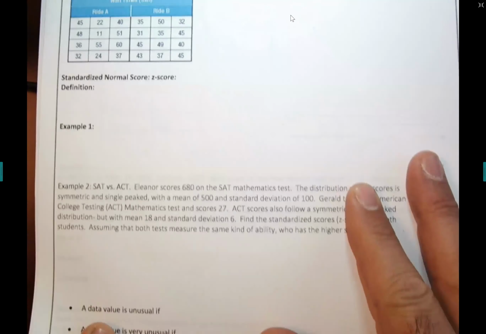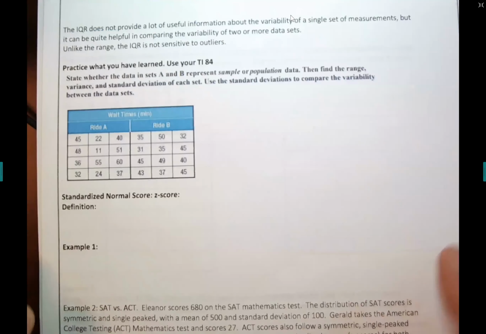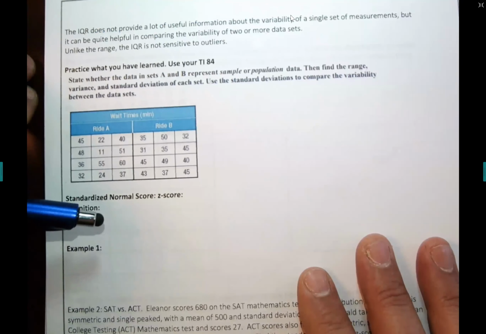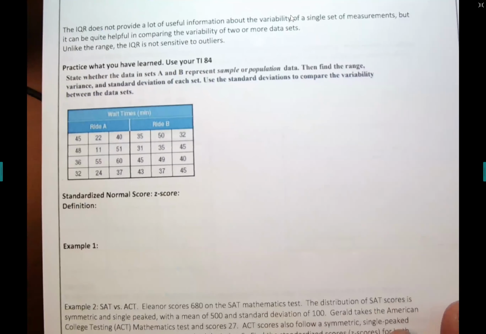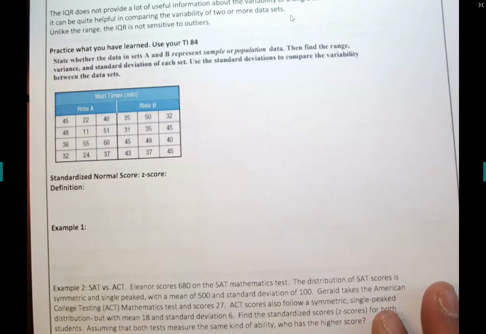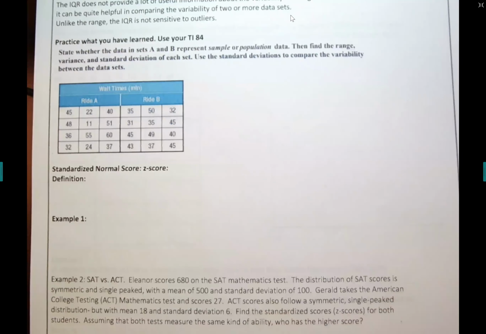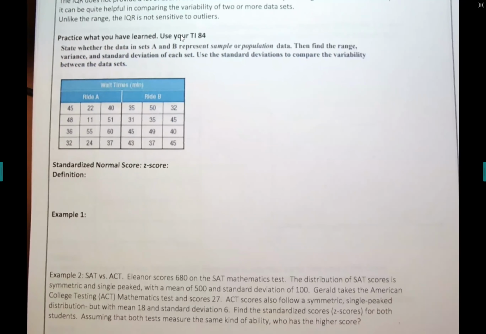All right. Here's what we're gonna do here. We're gonna do this exercise together. And now it's to the last part. Practice what you have learned.